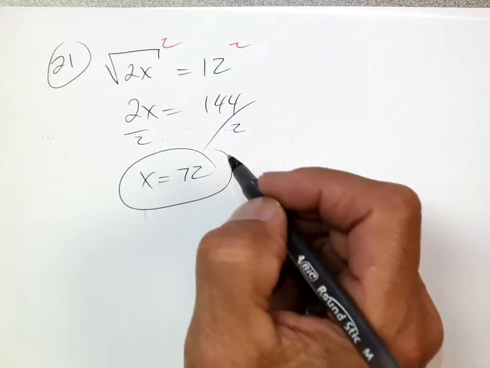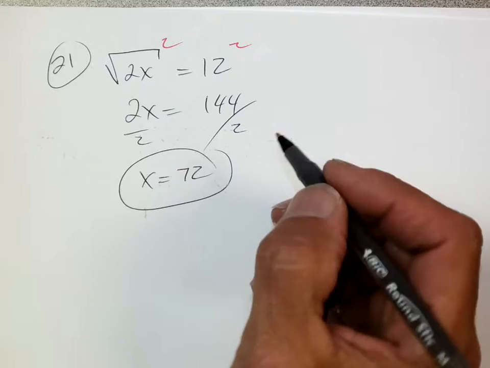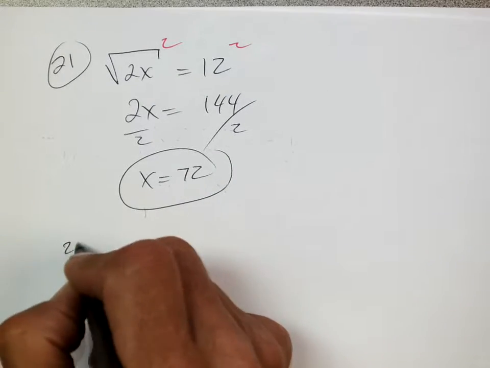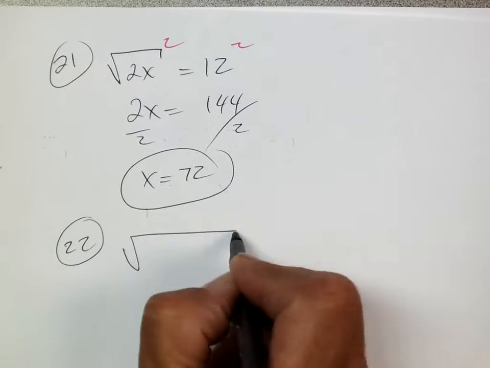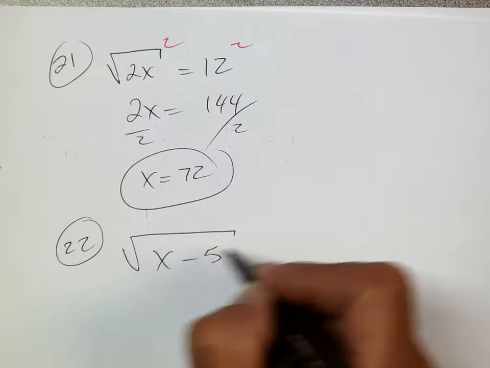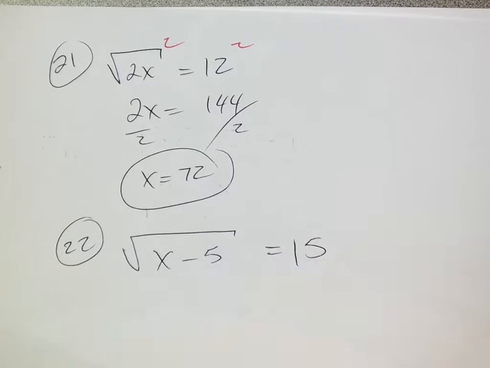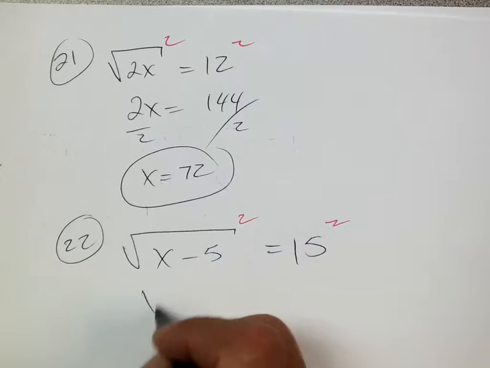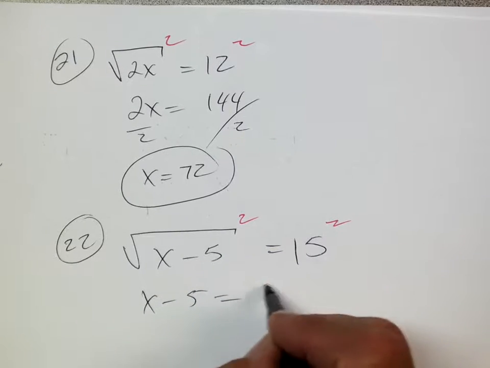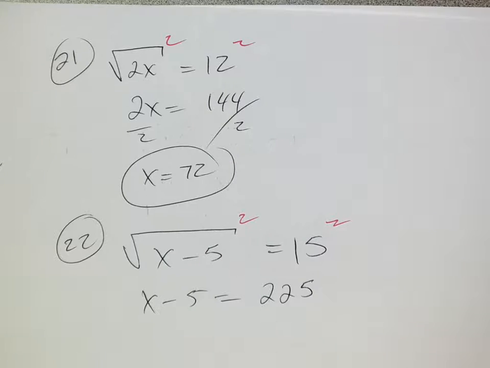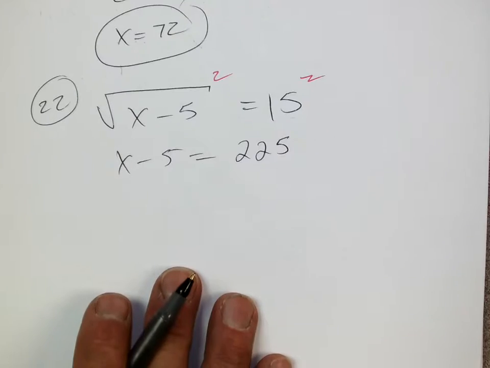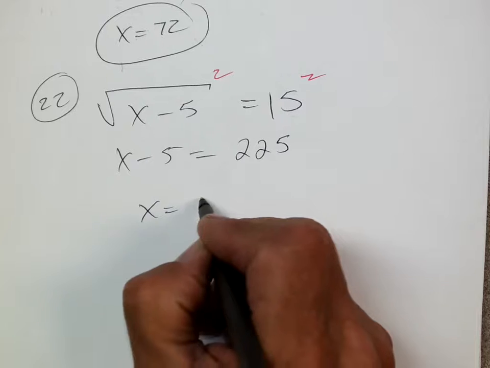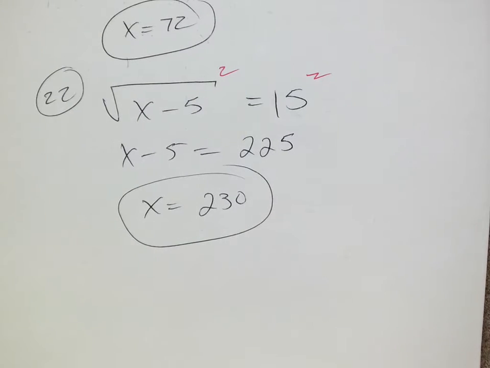That should be a thumbs up, right? Yeah. Everybody can do that. That's piece of cake, right? We agree? All right. 22. Just as easy. Okay. What are we going to do? Square the square root. Perfect. Totally right, right? Agree with that? X minus 5 equals 225, right? Plus 5, x equals 230. Capiche? Kabam. Thumbs up. Easy.